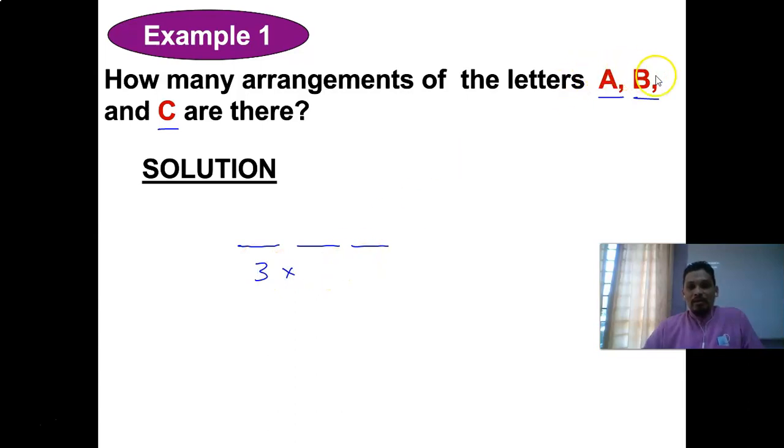Let's say the first letter here is B. So for the second place, there are 2 selections, 2 choices, A and C. If I choose one out of the 2 choices, let's say I choose C, then finally there is only 1 letter left for 1 place here, A, so 1. So that equals 6.